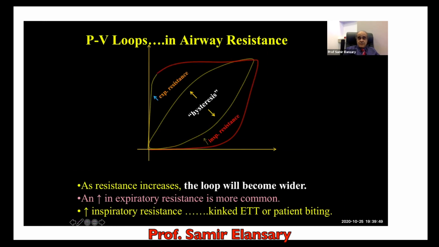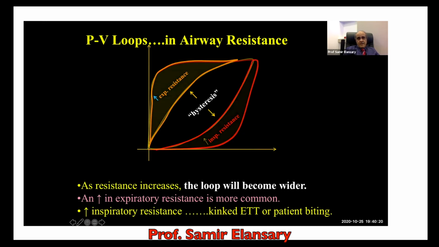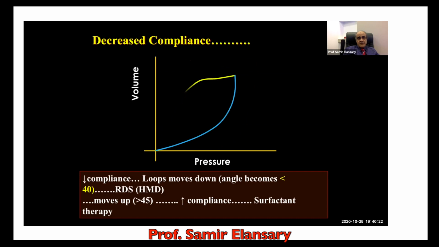Again, the pressure volume loop in airway resistance. If there is inspiratory resistance or expiratory resistance, of course, it will be shifted down like this in case of inspiratory resistance, like kinking of the tube, biting on the tube, secretions, or intubation of one bronchus. Expiratory resistance, as in an asthmatic patient or COPD, will give you this picture, and we must be oriented with these loops.